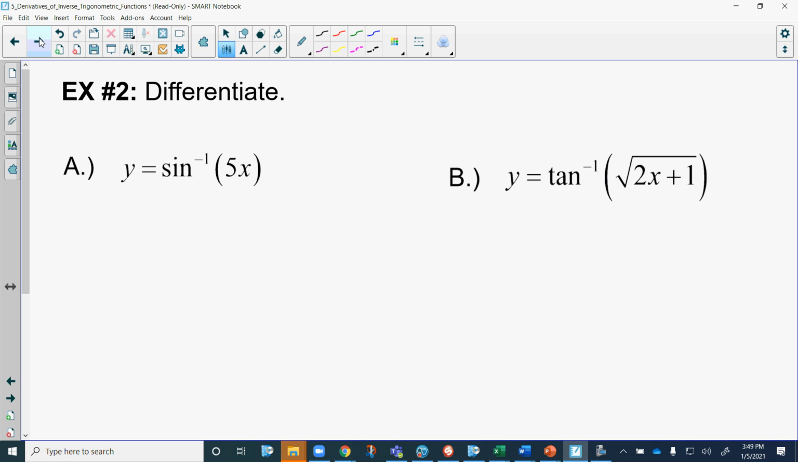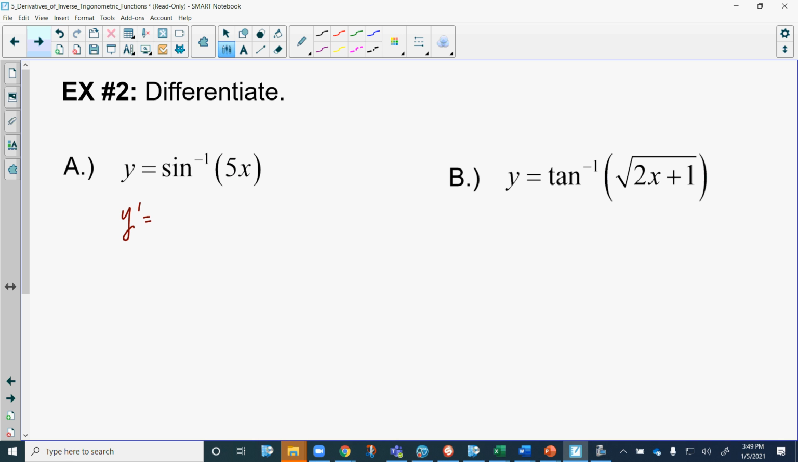Now here we have a couple of examples of inverse trig problems that we're trying to find the derivative of. We don't need to do any kind of implicit differentiation here because we're just trying to differentiate the inverse trig stuff. So the first one really isn't going to be a huge deal. Starting with the rule, I'm going to say y prime. I'm not going to do dy/dx, I'm just going to say y prime for the derivative.